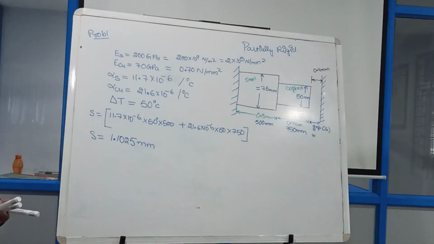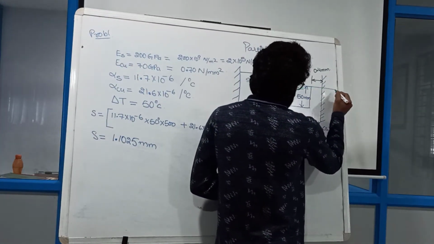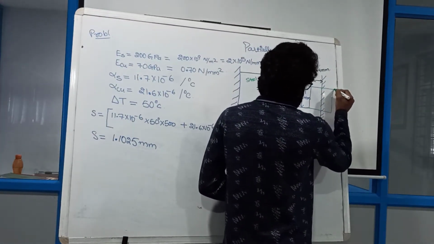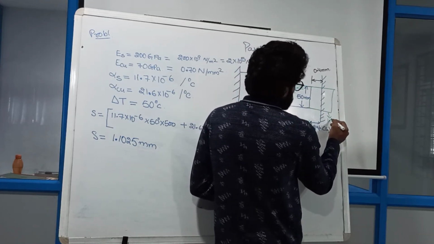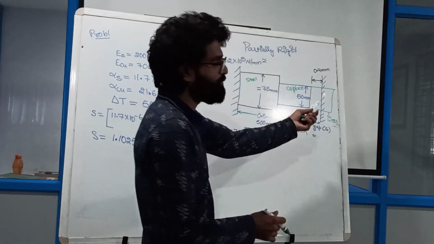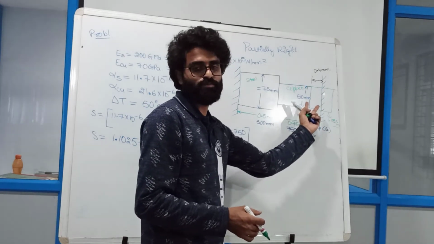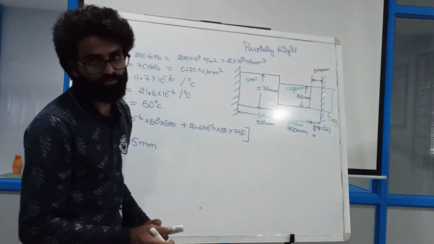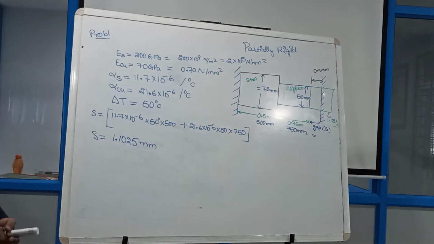What is the meaning of free expansion? It means without any constraint, I get my total of 1.1025 mm, but it will not go up to there, it will go just up to here only. So what I need to do is subtract that thing. So what is my total net expansion?